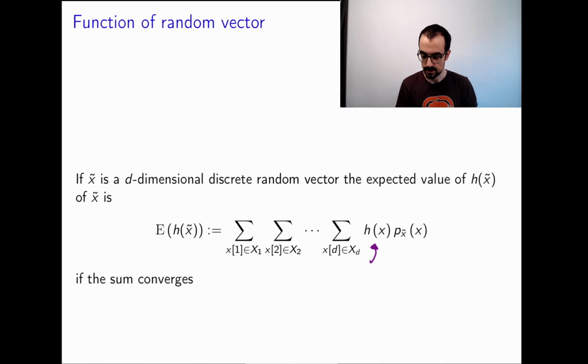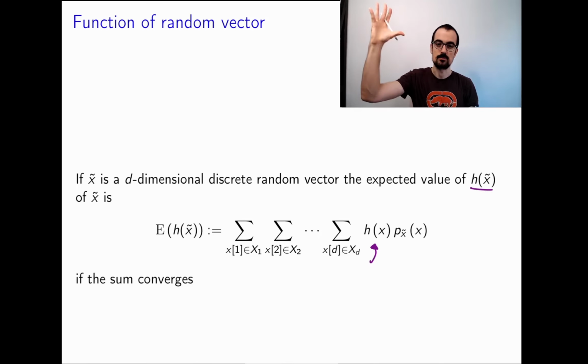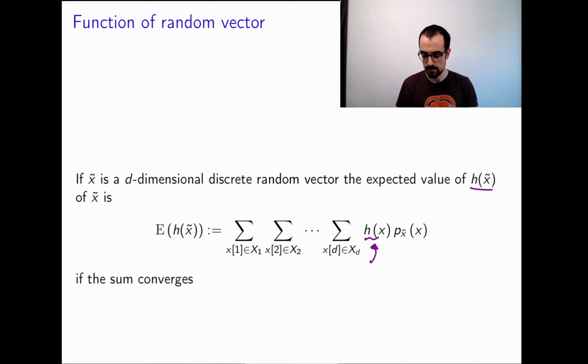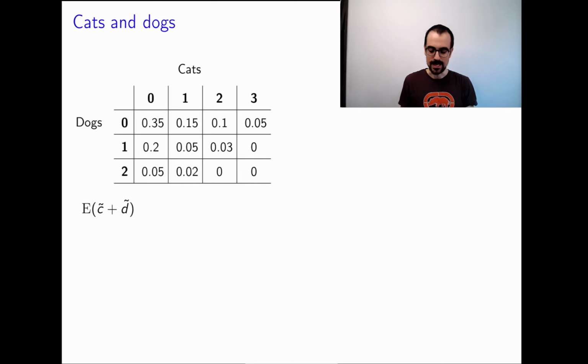So this function h of x maps the random vector to a single number. If we want to know the mean of that single number, what we're going to do is add up h of x over all the possible values of x and weight them by the value of the joint PMF at those values. Okay, maybe not my best explanation, but let's move on. So now let's do an example.